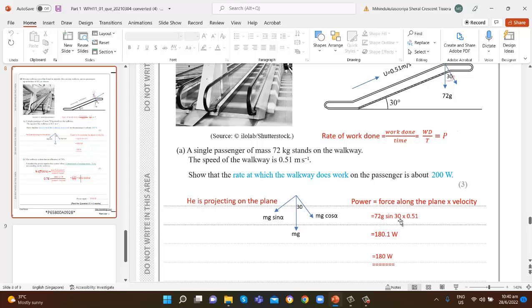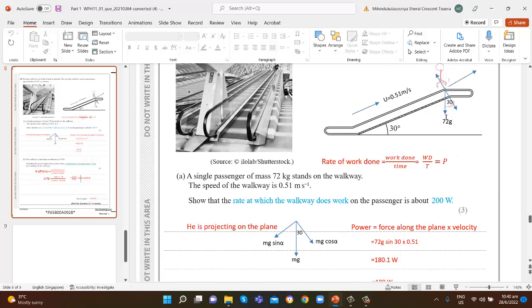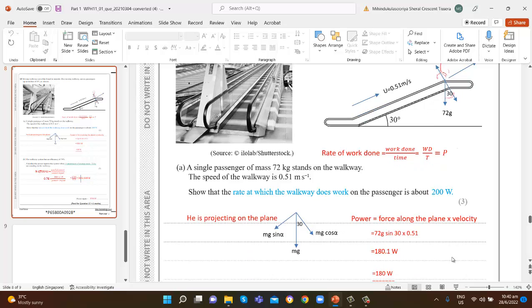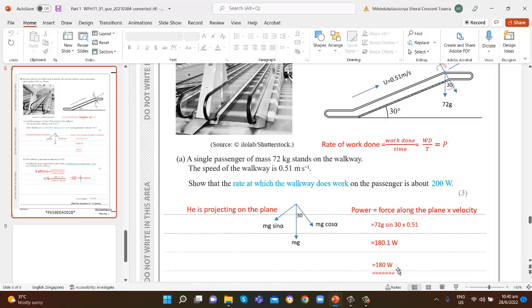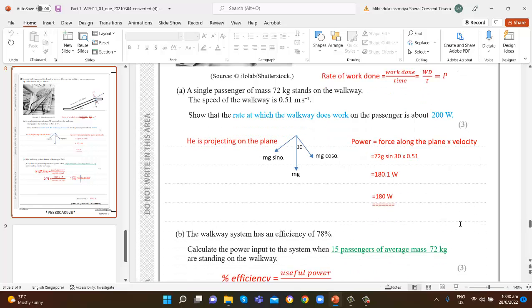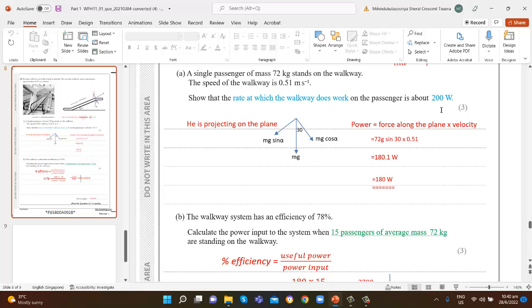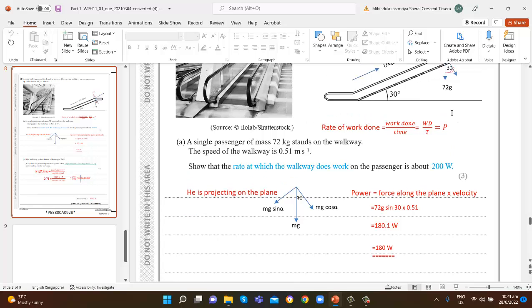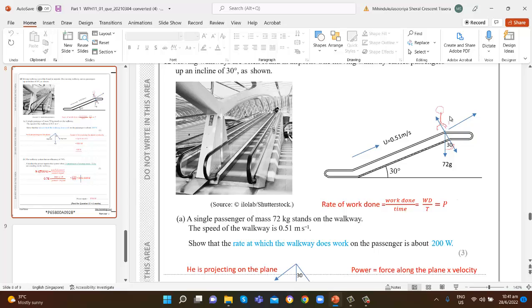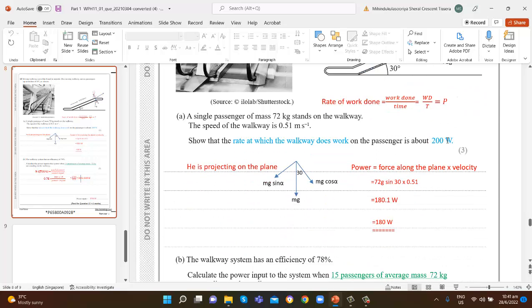So 72 g sin 30, because that is the force along the plane, and that u is this. So you are getting 180.1 W. So that means 180. Always, you have to show it is 200 watt. So 180 W is almost the same as 200 W, because now they have given the work done rounded off to 3 significant figures. So when you round it off to 3 significant figures, it is 200. Therefore the power is going to be 180 W.